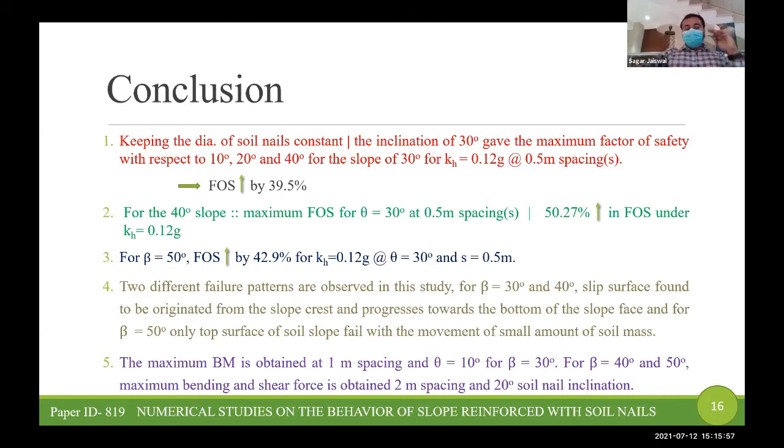The maximum bending moment is obtained at 1 meter spacing and theta equal to 10 degree, that is the angle of soil nails. And for beta equal to 40 and 50 degree, the maximum bending moment and shear force is obtained at 2 meter spacing and 20 degree nail inclination.